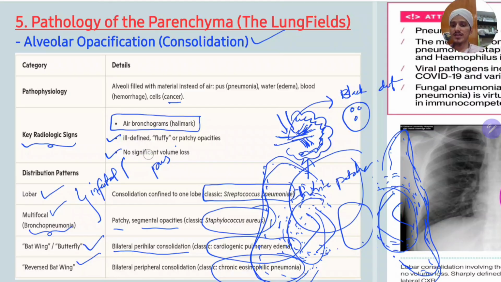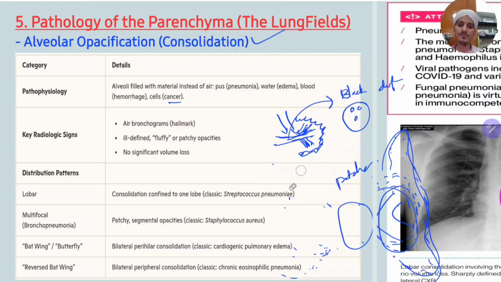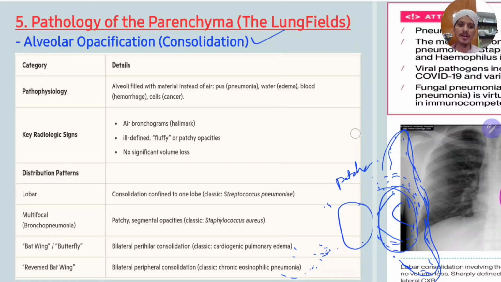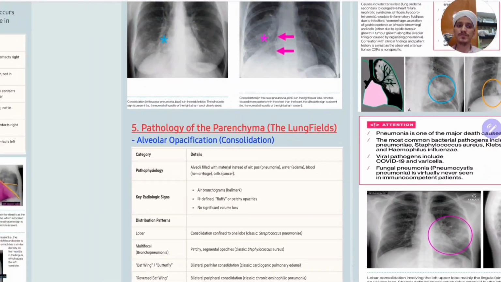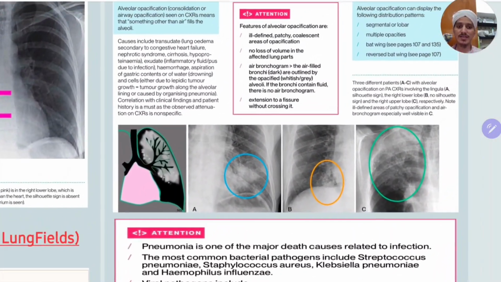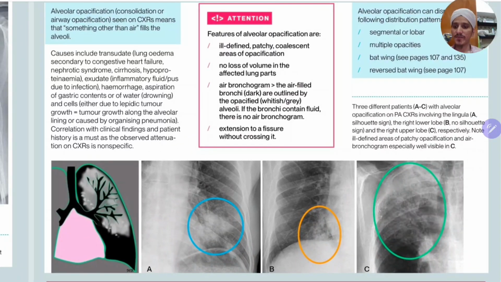So these are the types of consolidation which we see in a chest X-ray. One is lobar pneumonia, one is multifocal or bronchopneumonia, and the batwing appearance and reversed batwing appearance. Okay, now we'll move forward. See this X-ray. Alveolar opacification or consolidation or airspace opacification seen on chest X-ray means something other than air fills the alveoli.